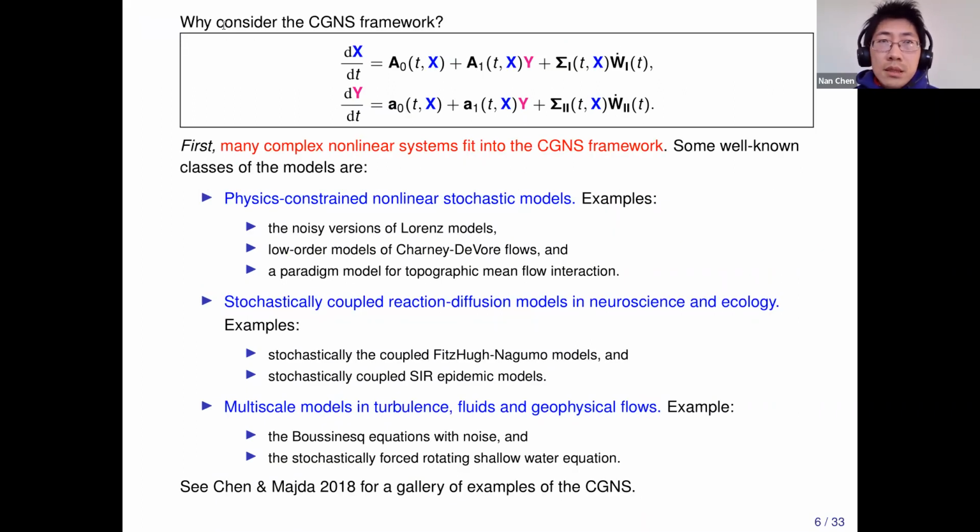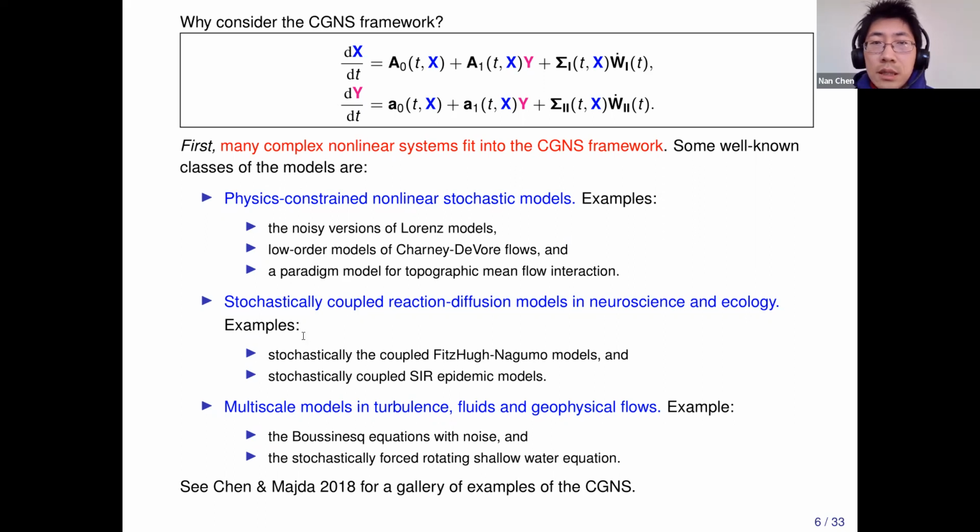So then let's see why we consider this conditional Gaussian nonlinear system framework. I will mention two reasons. The first reason is that there are many complex nonlinear systems which fit into this framework. I listed a few well-known examples. Say, the physics-constrained nonlinear stochastic models, like the Lorenz models, Lorenz 63, Lorenz 96, or 84, and the low-order model of Charney-DeVore flows, which is a very famous model in fluids, and a paradigm model for topographic mean flow interactions. This is for geophysical applications of low-order models.